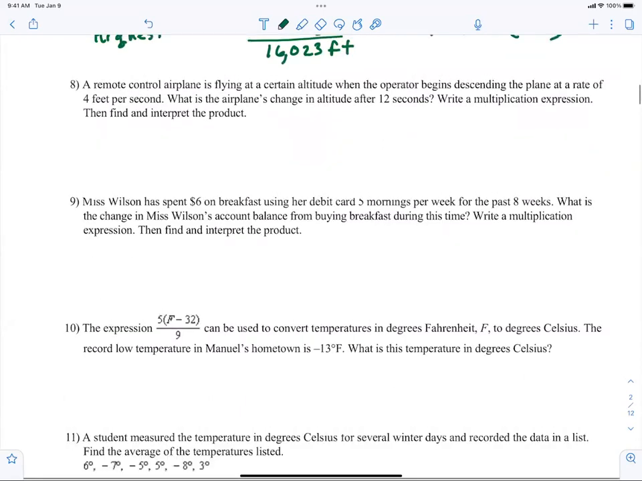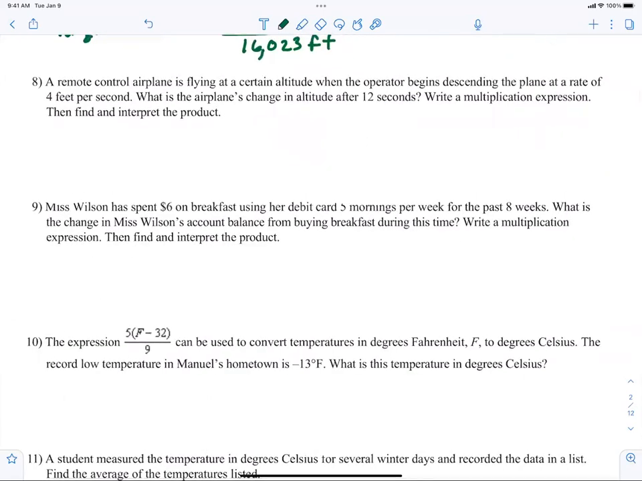Number 8. I don't really care about writing multiplication. I just want the answer. Negative 48 what? Just what?